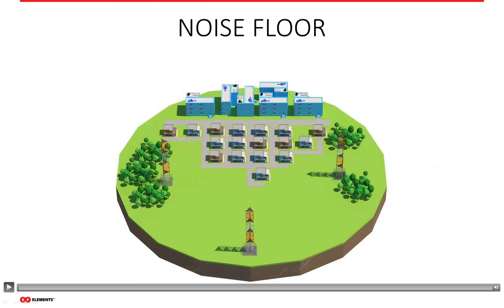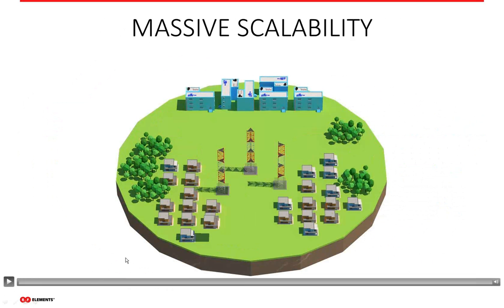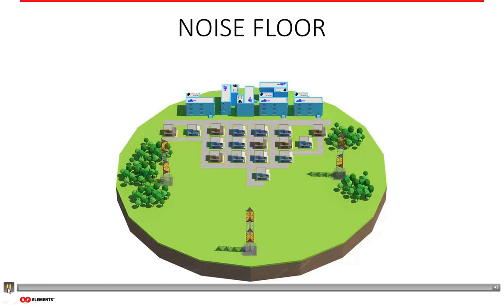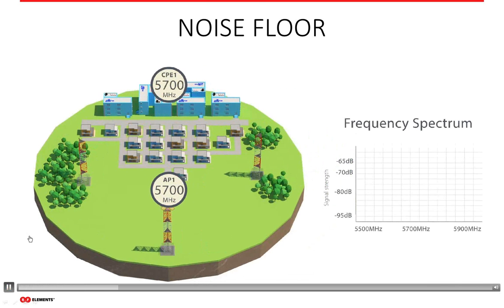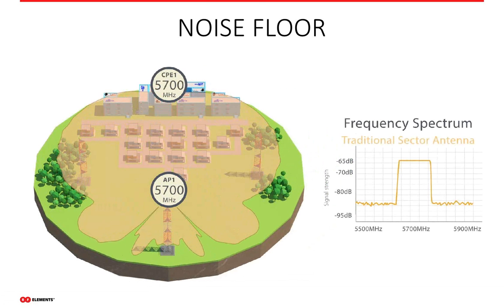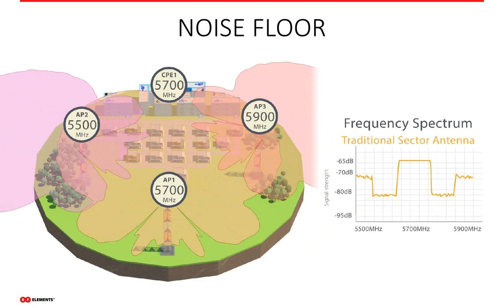So here we'll look at how the noise floor is improved as well because of the noise rejection. If we look at a traditional sector covering an area, you have the frequency being used, and then you have other sectors that are not covering that same area, but because of your wide beam pattern and side lobes, you actually hear them.